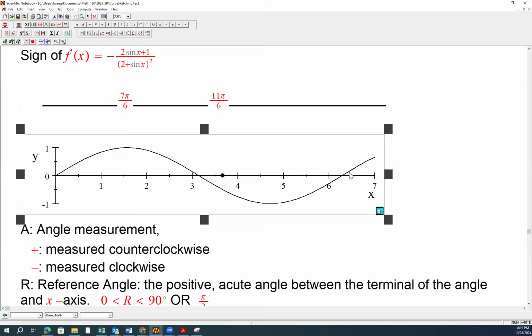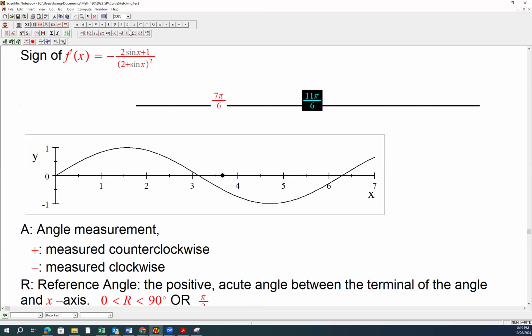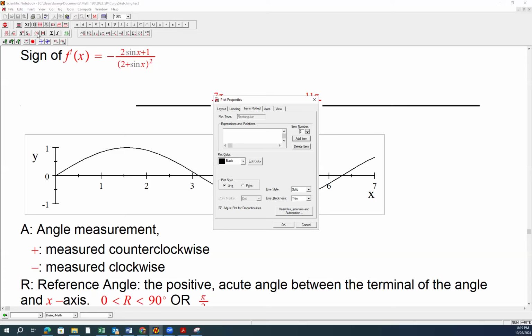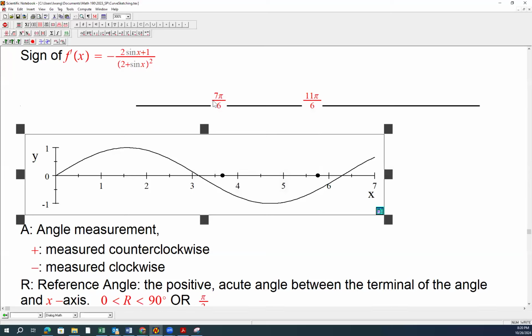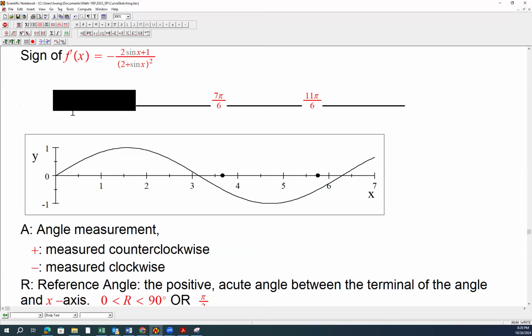We're going to scoot over a little bit. After 7 pi over 6, the next one is 11 pi over 6, comma 0, right? So that's another point right there. So 7 pi over 6, 11 pi over 6, we don't need this much here. And provided that this is from 0, we can have this lining up.